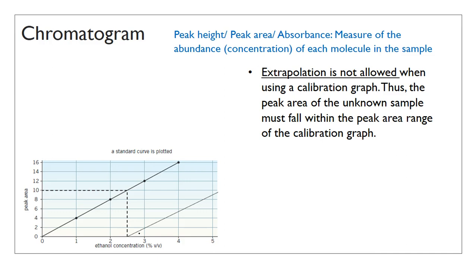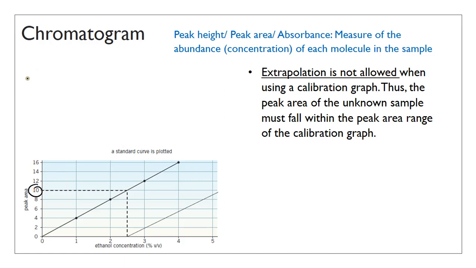Ideally, you don't extrapolate. So you want to make sure that when you create a calibration graph, the peak area range or the concentration range of your standard solutions actually covers the concentration of the unknown. So the concentration of the unknown has to be somewhere between 0 and 4% volume by volume in this particular example, or you want to make sure that the peak area of your calibration graph is going to cover this.